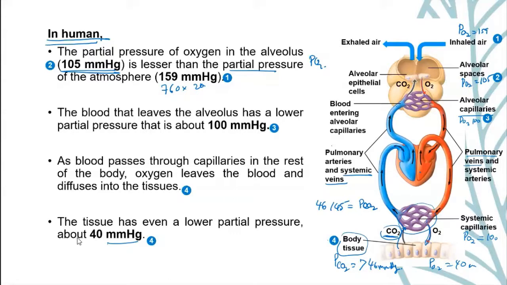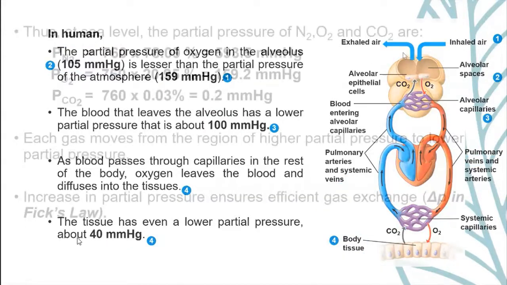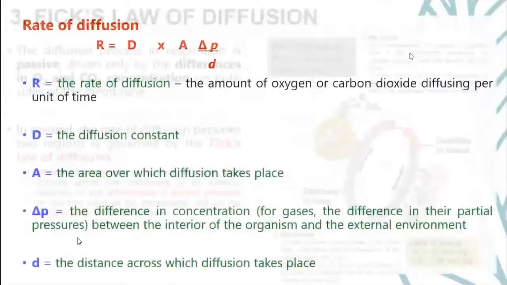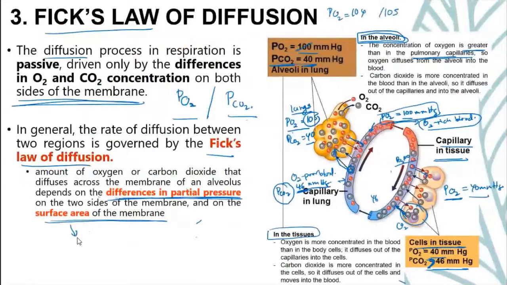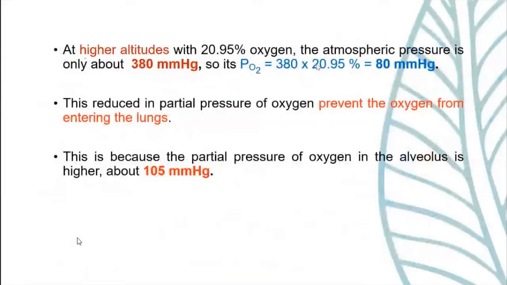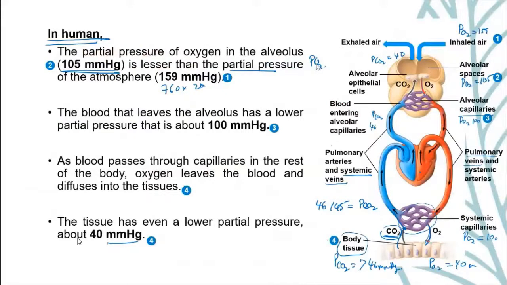So at the lungs, the partial pressure here is still around 46 or 45, which is higher compared to the partial pressure in the alveolus. The alveolus is 40 if I'm not mistaken, 40 in the lungs. So you can see it must always be from high to lower partial pressure.